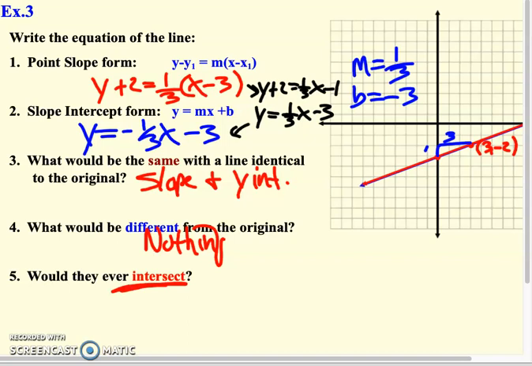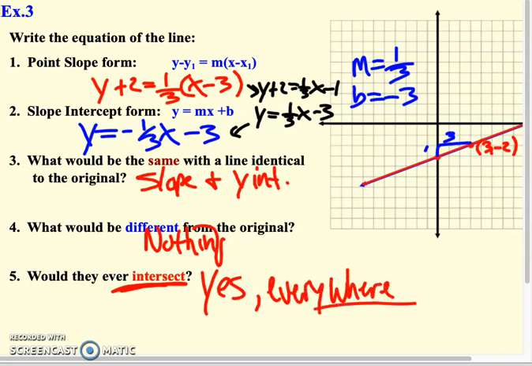Do they ever intersect? This one kind of can mess with your head a little bit, but the answer is actually yes. But not at a single point. They intersect everywhere. So the difference here is just talking about how many solutions, basically. And if they intersect everywhere, it's not one common point, it's all points in common. We'll get to that in a minute.